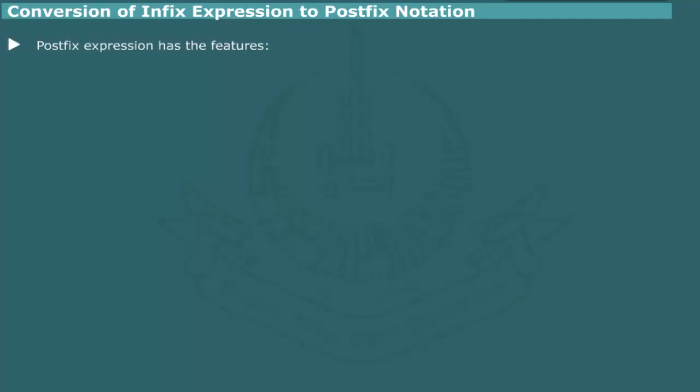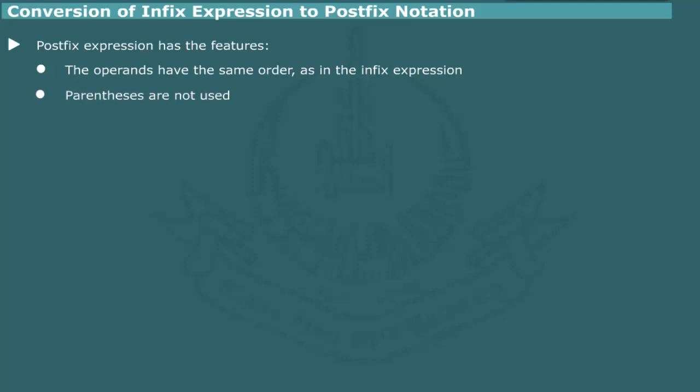Notice that postfix expression has following features. Number 1. All operands have the same order as in the infix expression. Number 2. Parentheses are not required. Number 3. Postfix expression is not the reverse of its equivalent prefix expression.